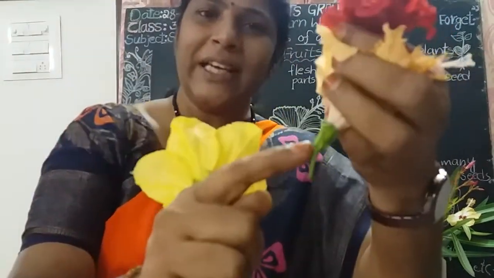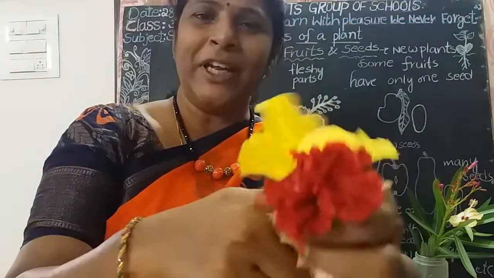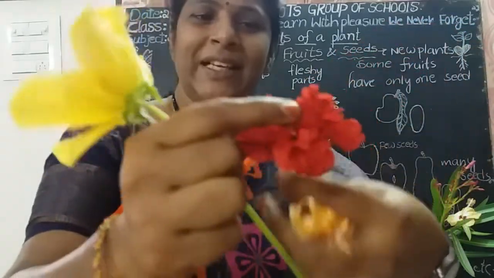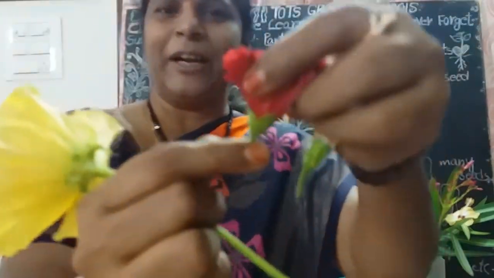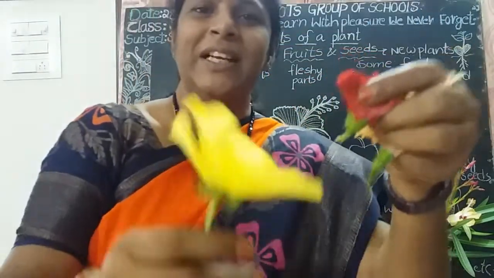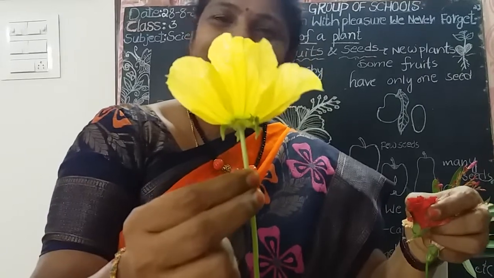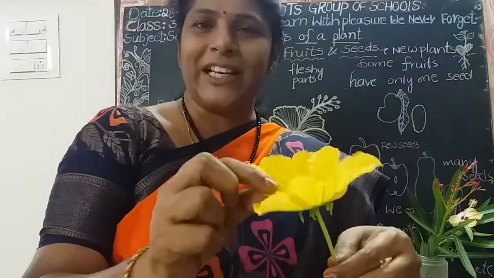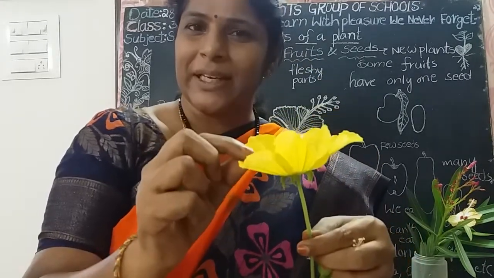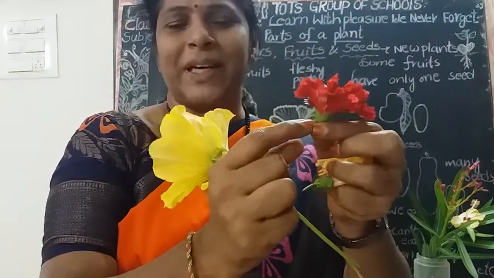What do we call these green color leafy like structures? You know? Tell me what we call these. What do we call these green color parts? These green color parts are called sepals. Is it clear, amma? Okay, bright color parts are called petals. Green leafy like structures are called sepals.